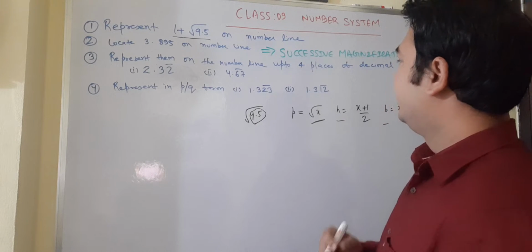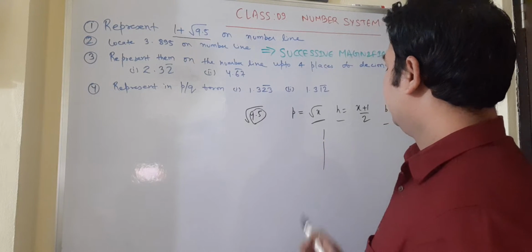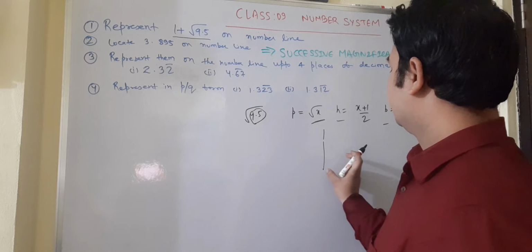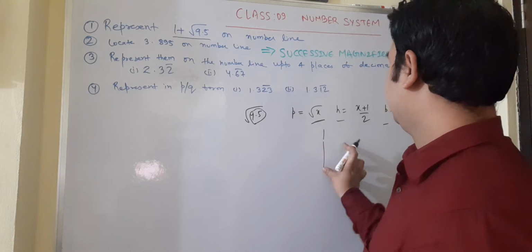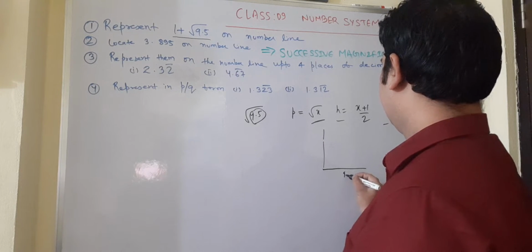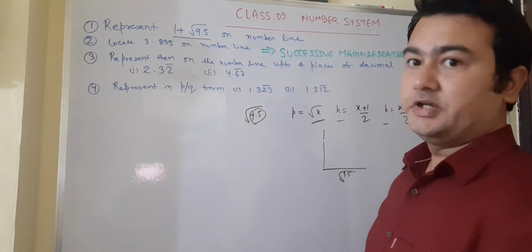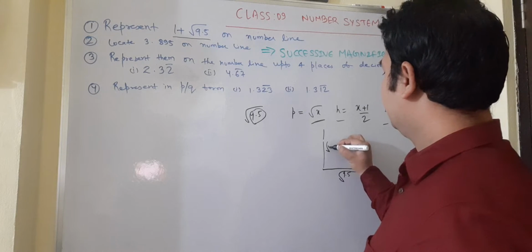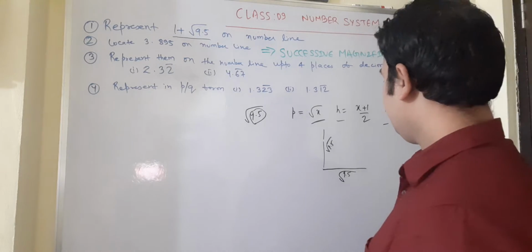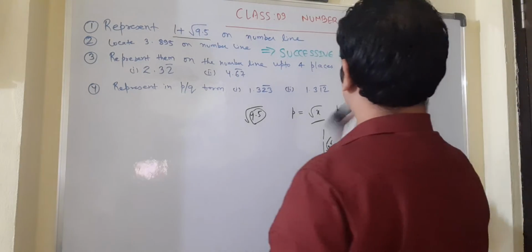When you are able to get this length of perpendicular, root 9.5, you can put the center of your compass here and draw the same length on the number line, and this length will be your square root of 9.5 represented on the number line. So how do we draw this?